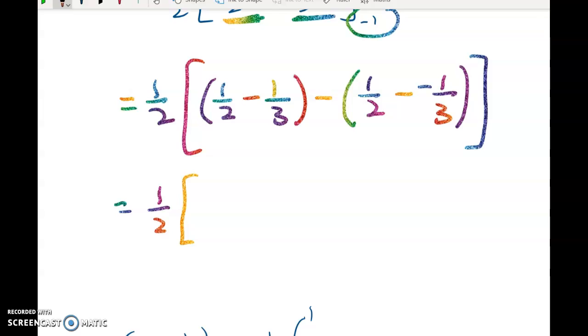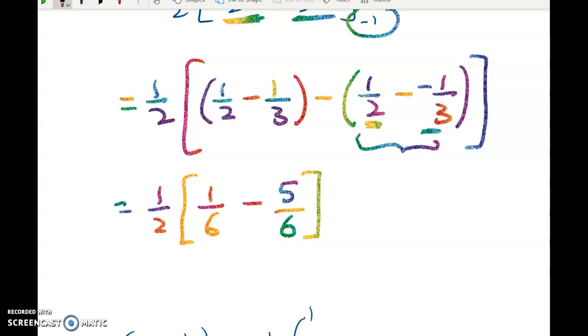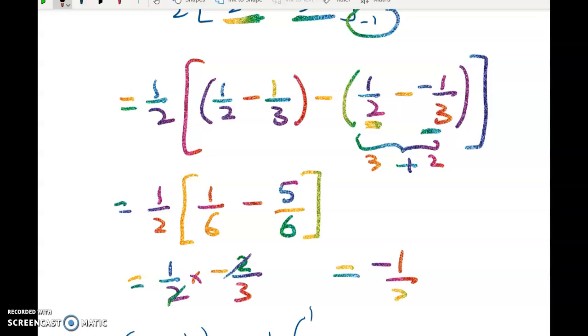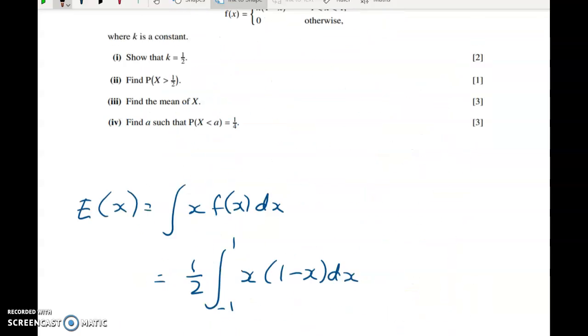So we've got 1/2 of 3/6 minus 2/6, so 1/6, minus 3/6 plus 2/6. Am I doing that right? Minus 5/6. Let's check that again. So 3/6, minus, so plus 2/6. Good. Okay, so that equals 1/2 times -4/6, or -2/3, which equals -1/3. So that's our mean.